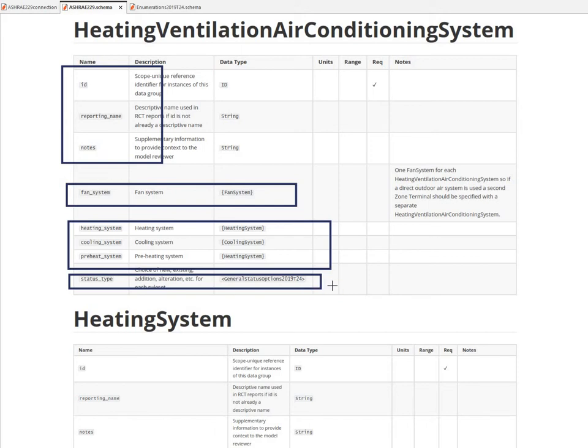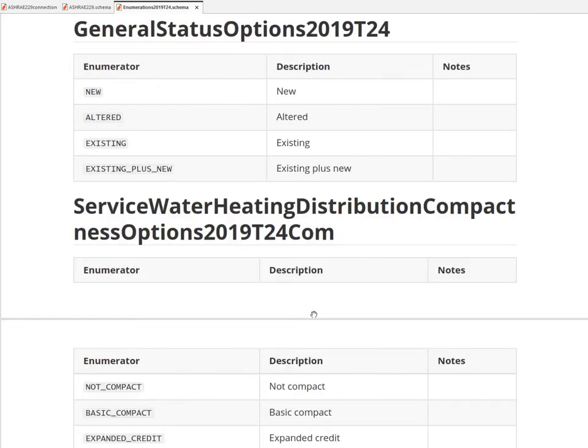So the status type, let me show you about that enumeration. This is something that would be applicable for Title 24, and it needs to describe whether each HVAC system is new, altered, existing, or existing plus new. Those are enumerations from Title 24.